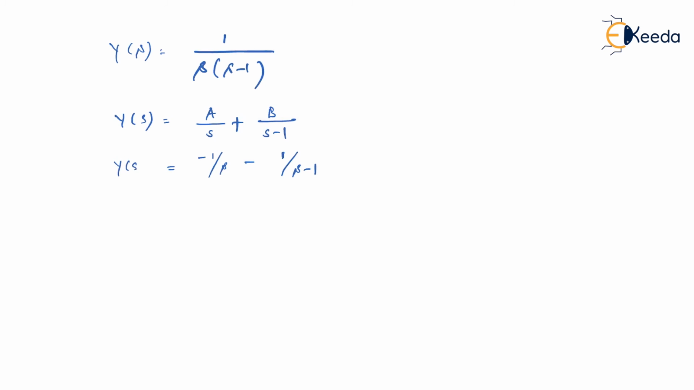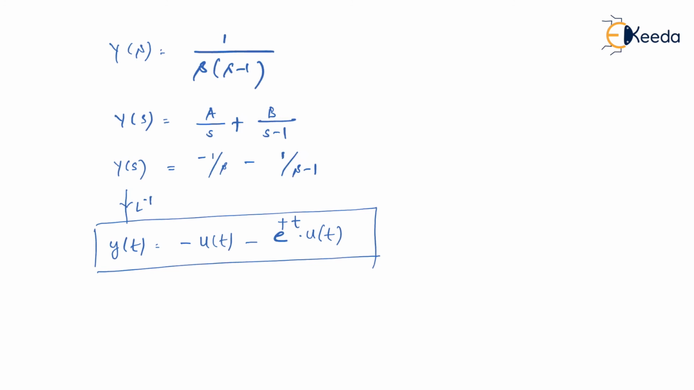This is your Y of s. Now it is in appropriate form, so I can go for the inverse Laplace. So y of t is equal to, we already had a negative sign here, 1 upon s means it is u of t, minus 1 upon s minus 1 would be e to the power t, times u of t. So this is your y of t expression.